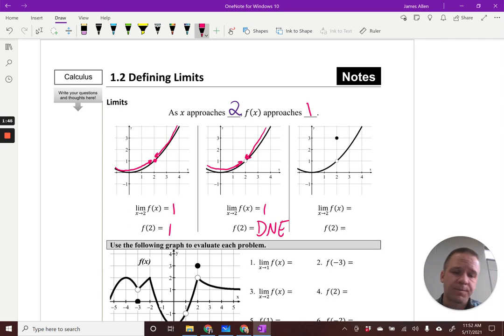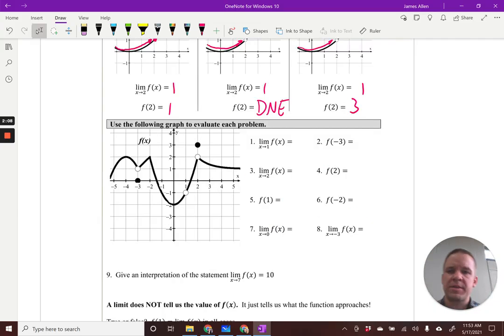Now, the last one here, the limit as x approaches 2 of f of x. Again, I'm approaching the same thing from the left and the right. It's 1. But f of 2, the function evaluated at x equals 2, is actually 3. Do we see that point up top here? There it is. So f of 2 is 3, but the limit as x approaches 2 is 1. Okay, so let's do some examples.